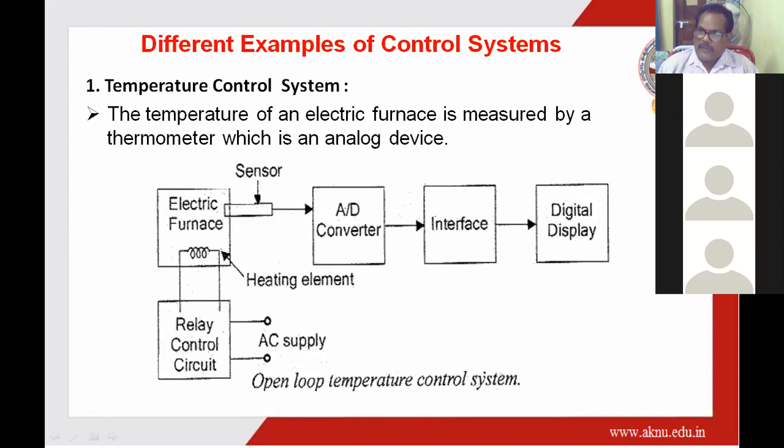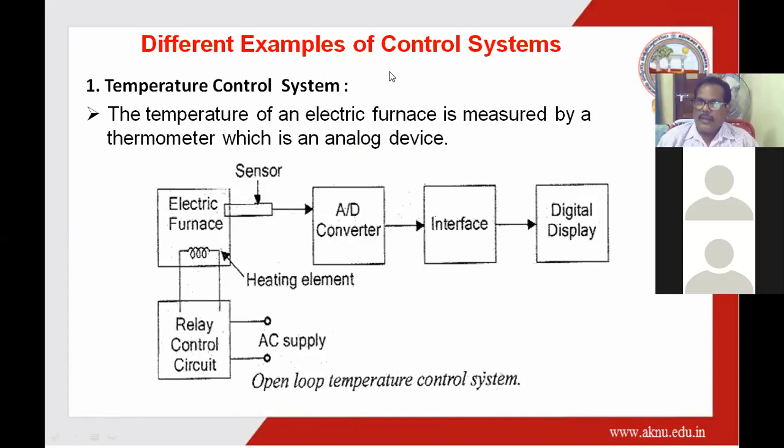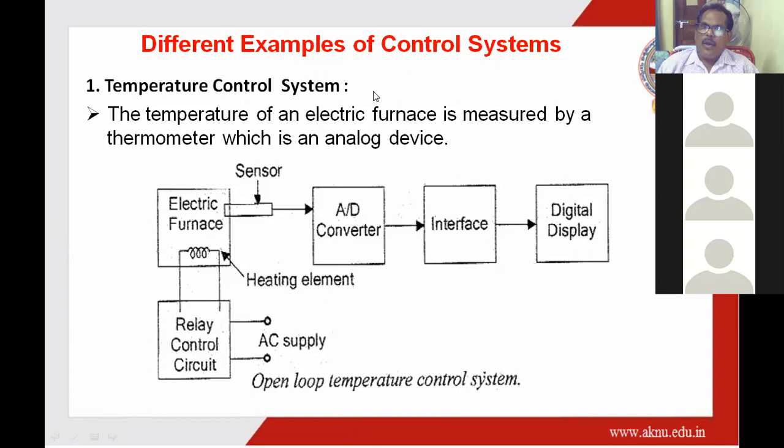Here there is no correction. By using this relay system we can heat the furnace using electrical coils, and the temperature is sensed by the sensor, converted into digital format, processed, interfaced, and displayed on the digital display. Here there is no controlling mechanism. The system simply displays how much temperature is in the blast furnace. There is no controlling action. It can simply measure. This is nothing but an open loop control system.